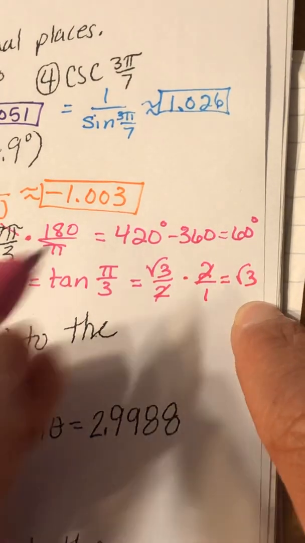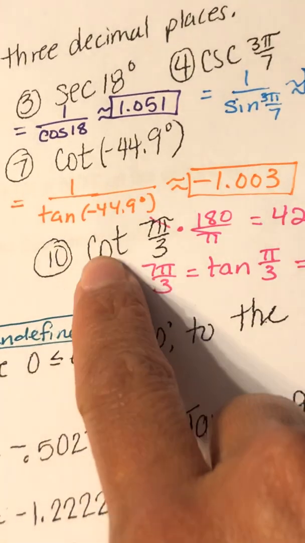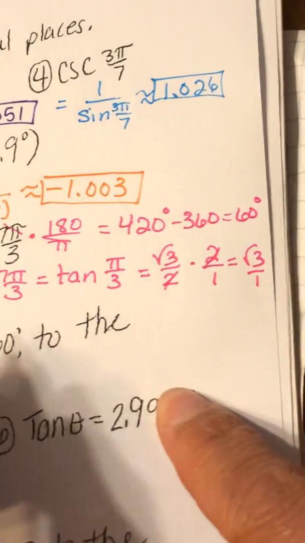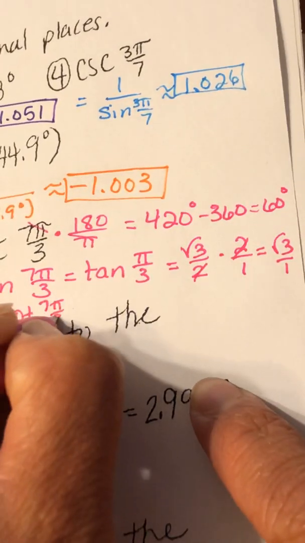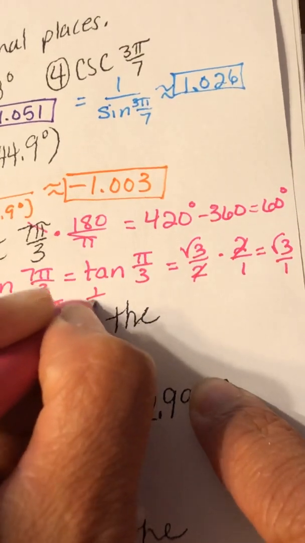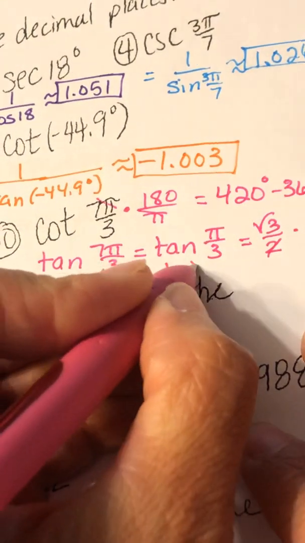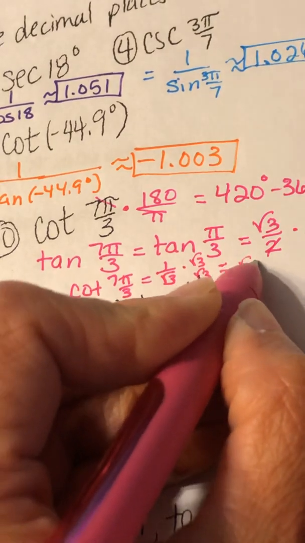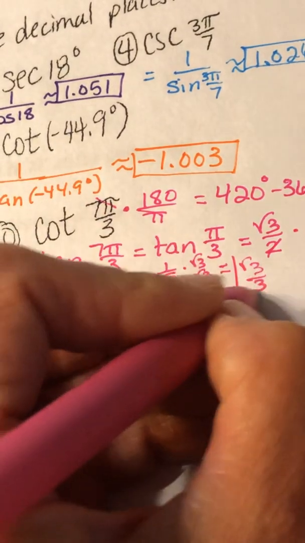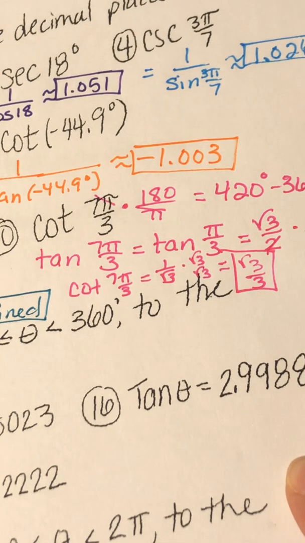Okay. Well, when I put that over 1 and flip it, because remember what we're supposed to find is cotangent, the cotangent of 7 pi over 3 is 1 over the square root of 3. You can't ever leave a radical in the denominator, so we multiply top and bottom by radical 3, and we get the square root of 3 over 3. So the cotangent of 7 pi over 3 is square root of 3 over 3. Okay?